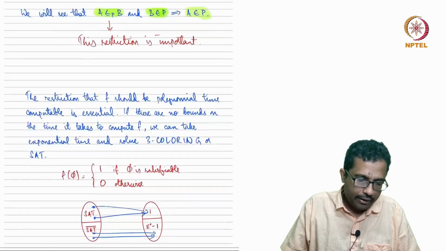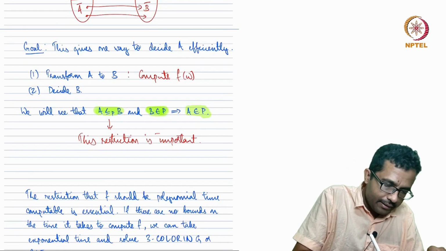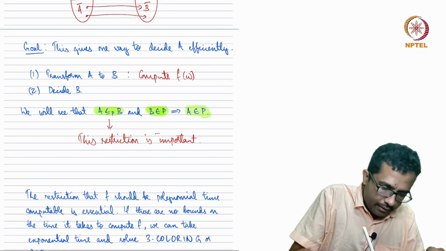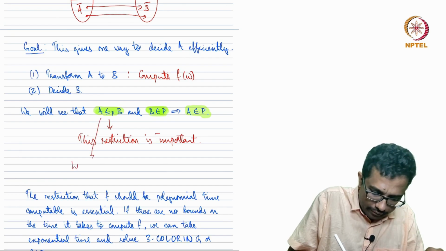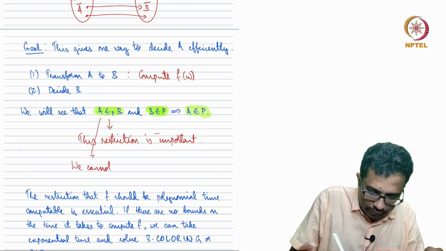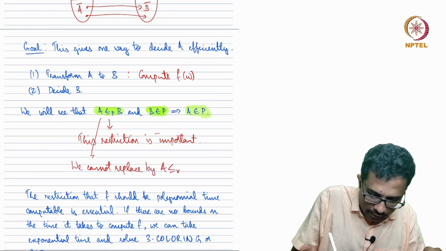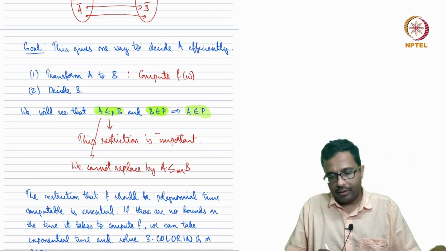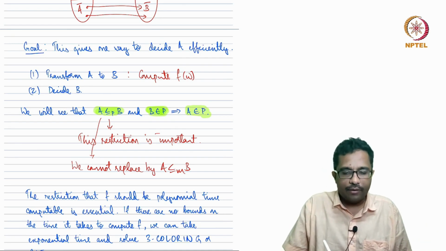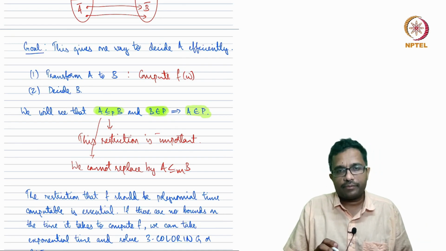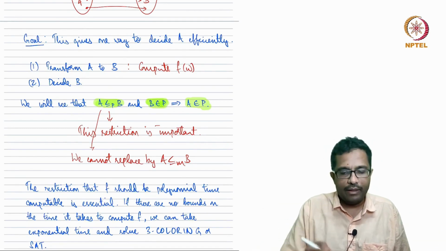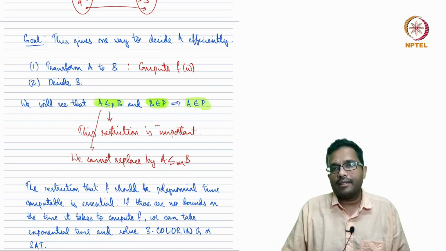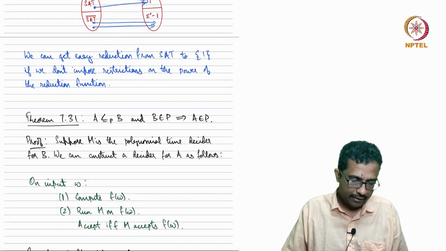So that is the point here. For instance, we cannot replace this by a mapping reduction, because then we cannot infer that A is in P, right? Because the reduction itself may take exponential time. So then how can we infer that the whole process is in polynomial time?